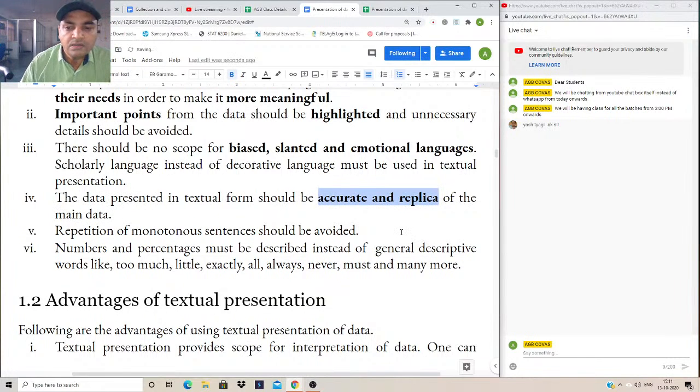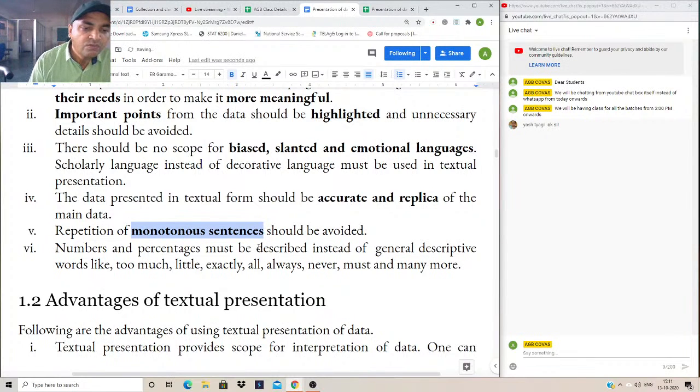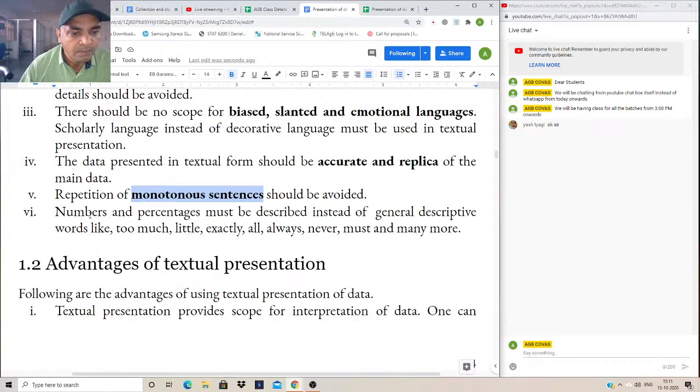That is, you should not add any data of your own. Whatever data you have should be presented only in textual form. Repetition of monotonous sentences should also be avoided, because when you are explaining something, the data might repeat again and again. The same sentences should not be used repeatedly to describe data in textual presentation.